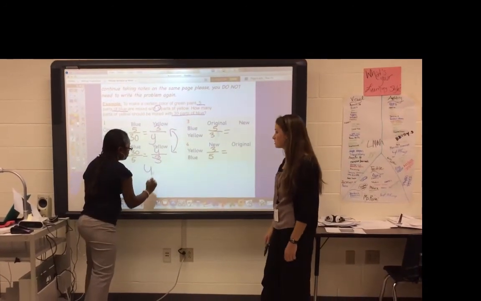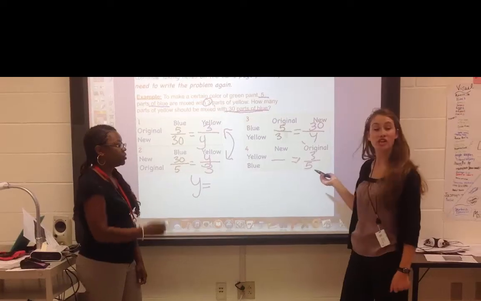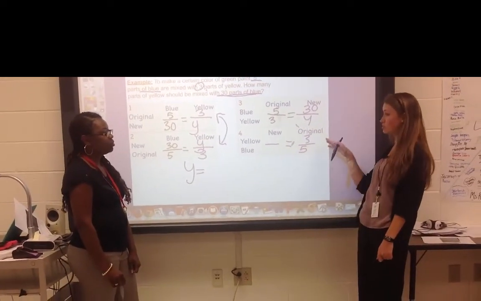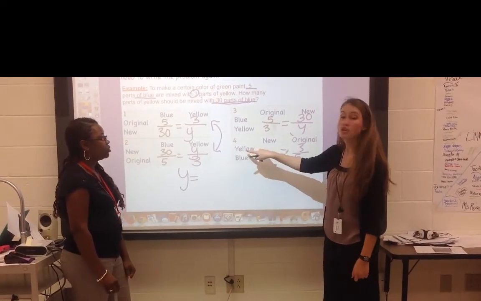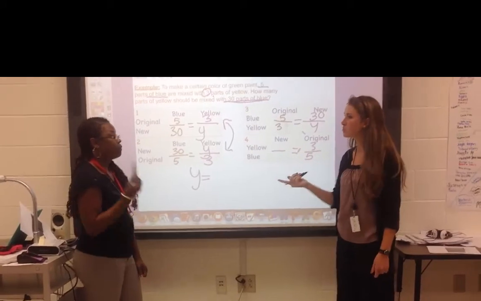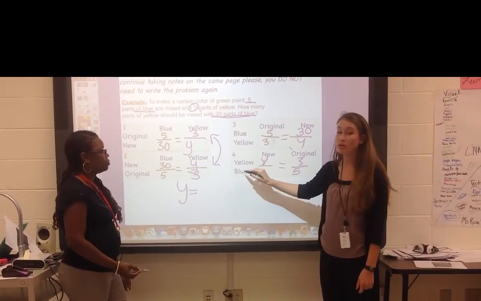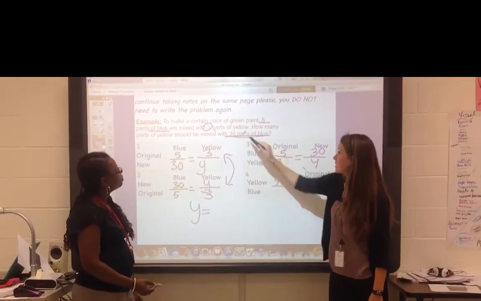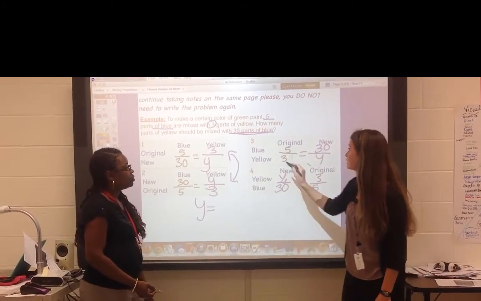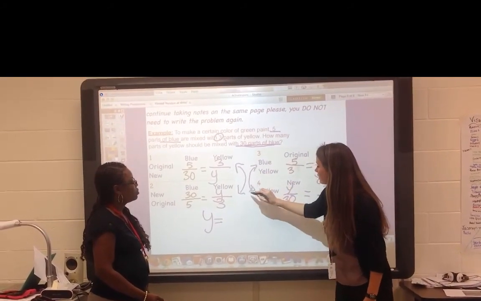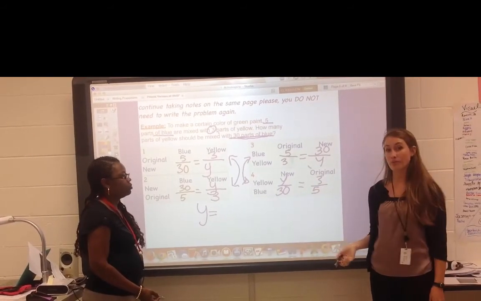All right, so when you come in tomorrow, make sure you know what y equals. We already know the original, so we have to set up the new again, with yellow on top and blue on bottom. My new yellow, that's the one that I don't know, so I'll use a y here again. My new blue is 30. Again, you can see that they are mirror images of each other. The blue on top and then the blue on bottom. And you can do it either way.